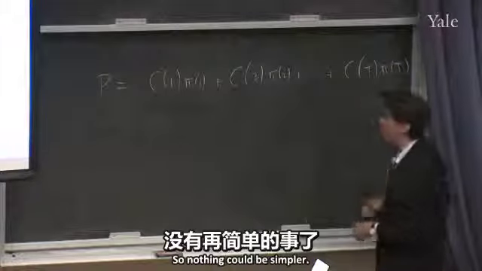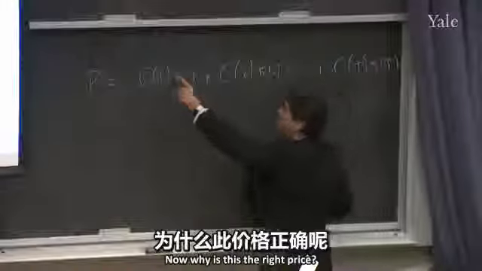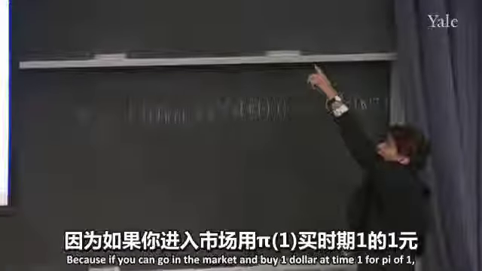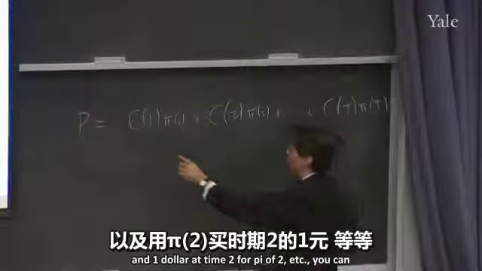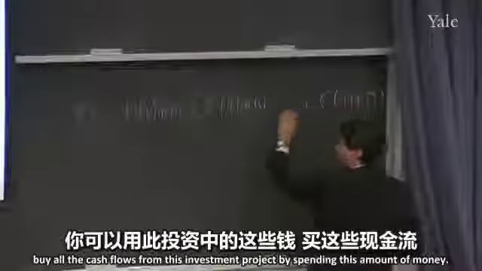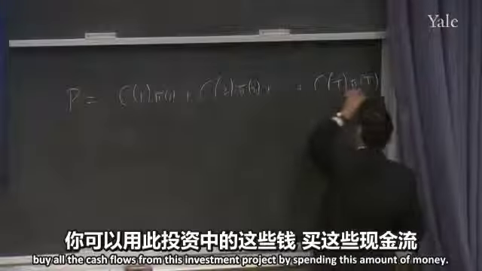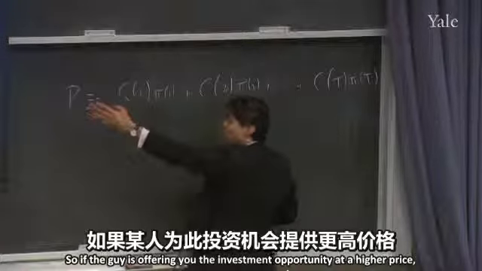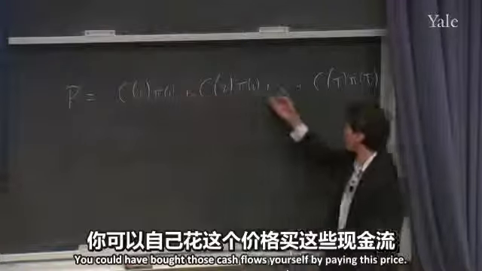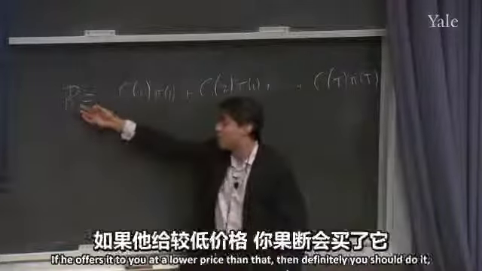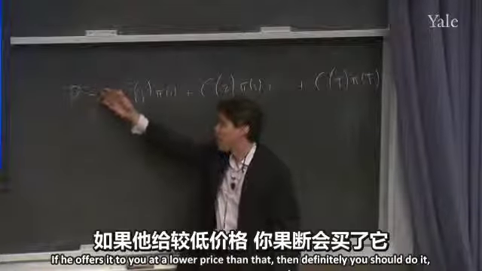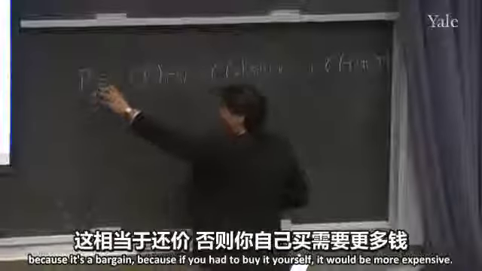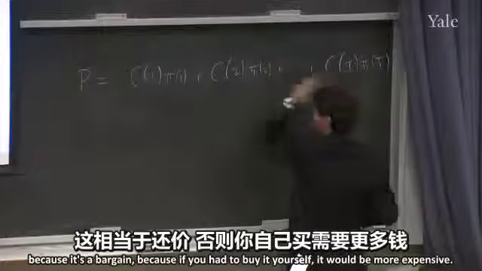So nothing could be simpler. Now why is this the right price? Because if you can go in the market and buy $1 at time 1 for pi of 1 and $1 at time 2 for pi of 2, etc., you can buy all the cash flows from this investment project by spending this amount of money. So if the guy is offering you the investment opportunity at a higher price, it's crazy to do it. You could have bought those cash flows yourself by paying this price. If he offers it to you at a lower price than that, then definitely you should do it, because it's a bargain, because if you had to buy it yourself, it would be more expensive.